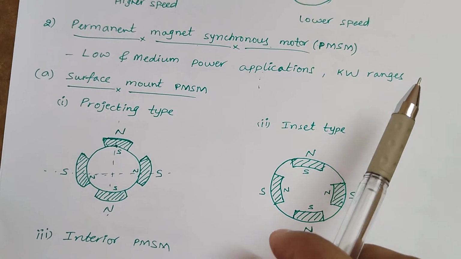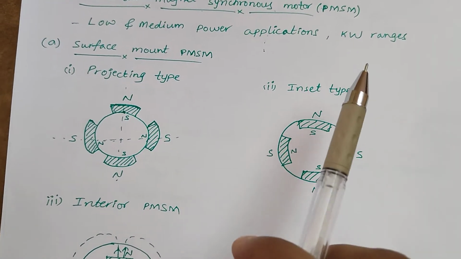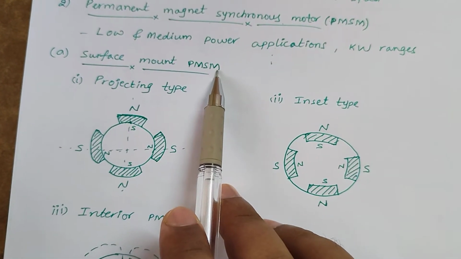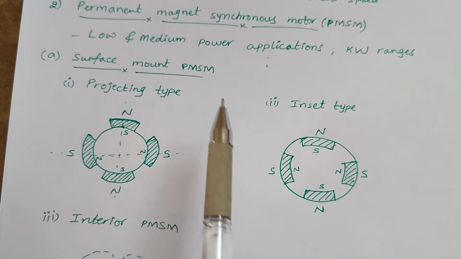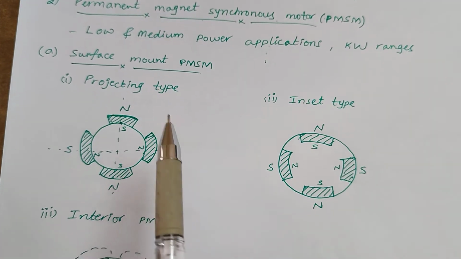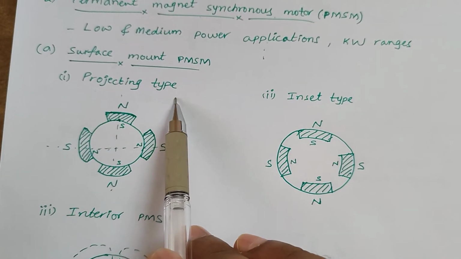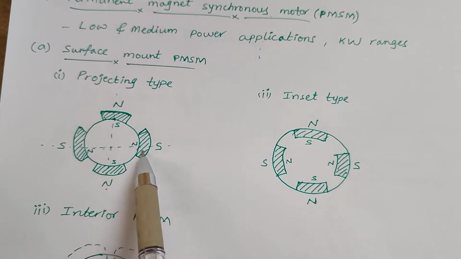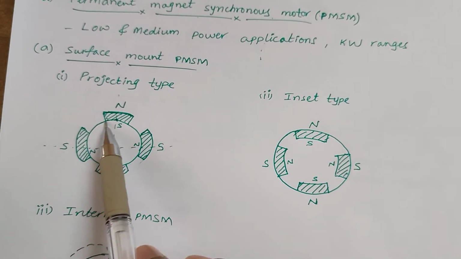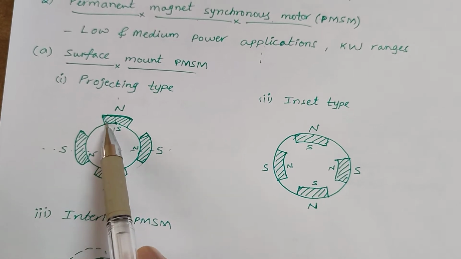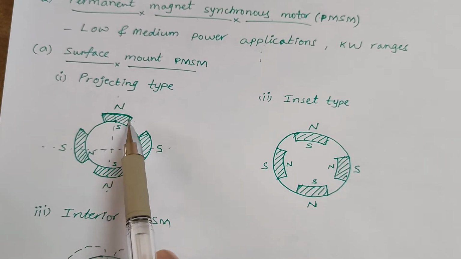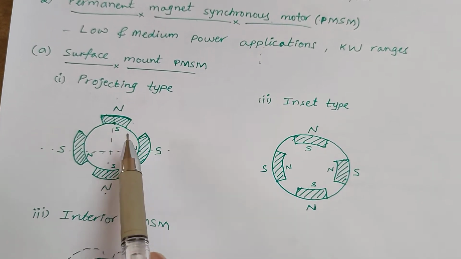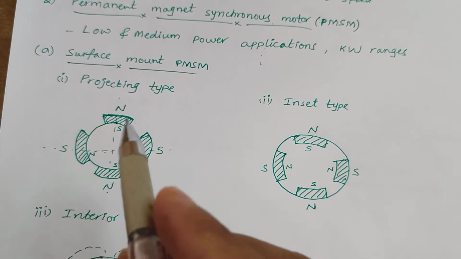Here, the permanent magnet synchronous motor is again classified, starting with the surface mount permanent magnet synchronous motor drive. In this surface mount type, one is the projecting type. If you keep the permanent magnets on a cylindrical rotor, and the magnets placed on the rotor are projecting in nature, then that is called the projecting type permanent magnet synchronous motor rotor.